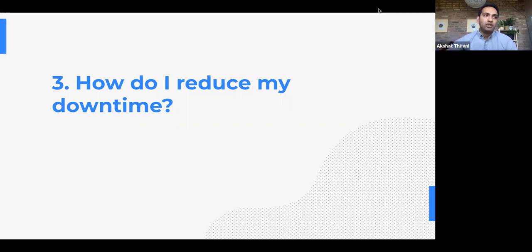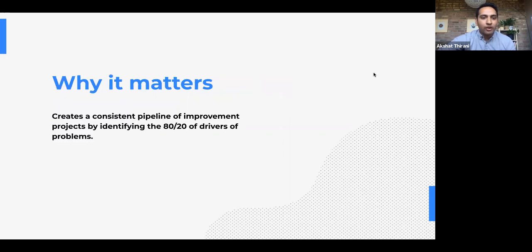All right. Next up, we have how do I reduce my downtime? In losses of production, you obviously have quality, machine downtime, and cycle time. And we've often seen one of the more controllable aspects, especially in automated equipment, is how do you reduce machine downtime? So, related to this, once you get a good grip on where you're really losing downtime, you can have a consistent pipeline of improvement projects that help you identify the 80-20 of what are the drivers that are holding back your machines from running.